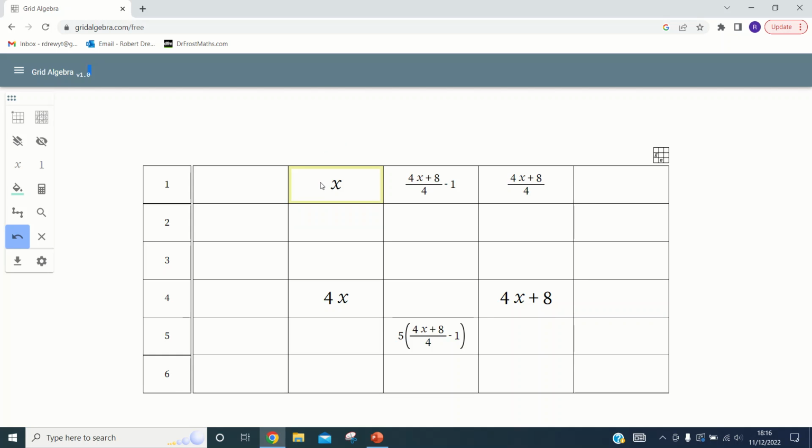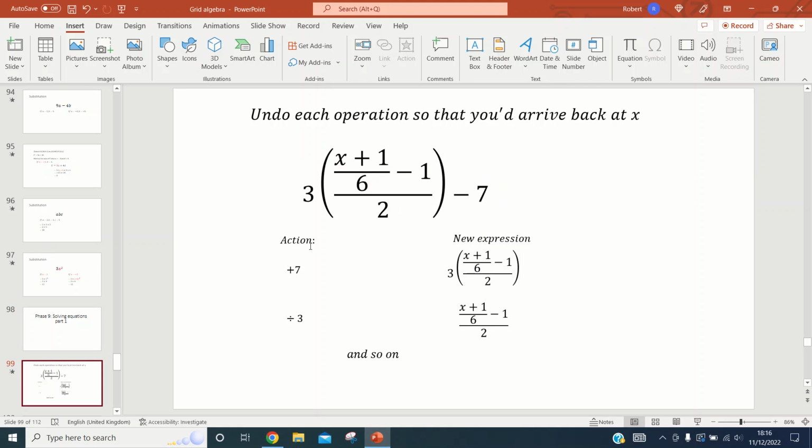And again, you can cold call, you can do mini whiteboards, you can ask them, which box was the starting X in, and they can work backwards. You can get them to draw the arrows, so there's lots of different worksheets you can make them do here. What I got them to do with my highest ability class was we just wrote the expression at the top, we did action here, sort of undoing action we called it, and then new expression.